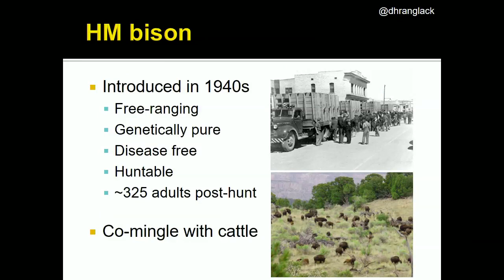Bison were introduced into this area in the 1940s. It's kind of right on the edge of what would have been their historical range, and there's some debate about whether they were there historically or not. But this is a free-ranging bison herd that is genetically pure, disease-free, and hunted annually, managed by the Utah Division of Wildlife Resources to be at about 325 adults post-hunt. Really, this should be like the crown jewel of bison conservation that everyone talks about instead of Yellowstone National Park, because we don't have any disease issues here. It's just kind of this slower population size that's keeping it from being a more well-known place.